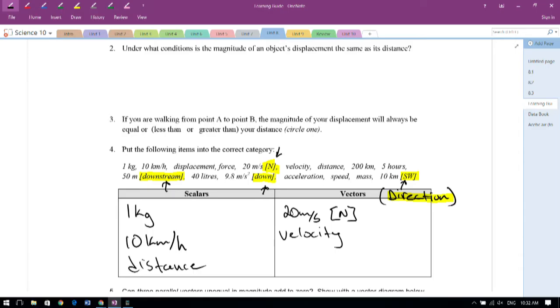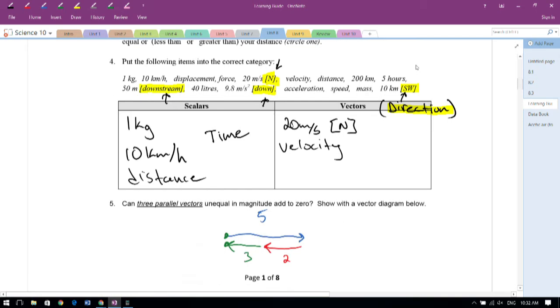And then if I have something without a direction associated with it, like 1 kilogram, or time, these are all examples of scalars, no directions associated. So that's an important concept. What else do we have?